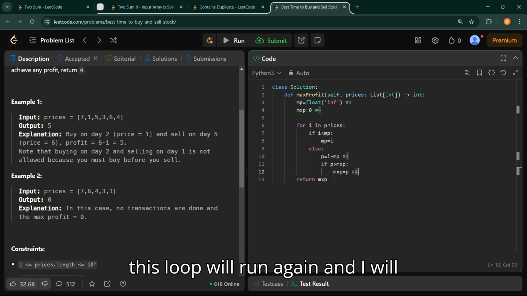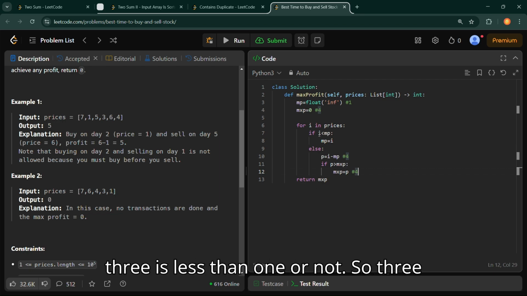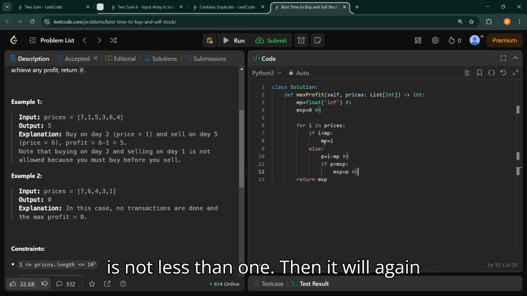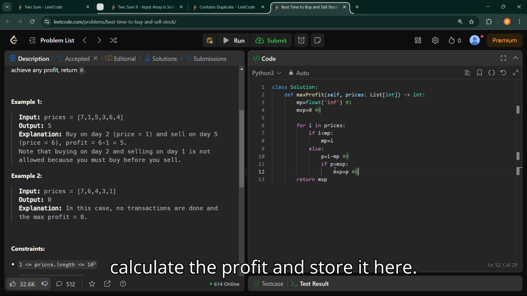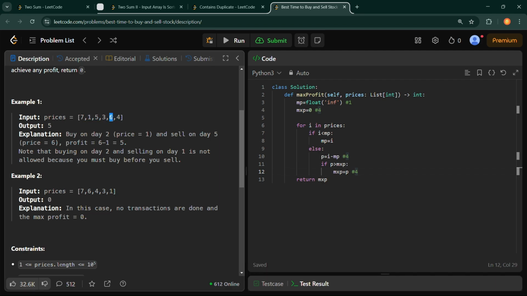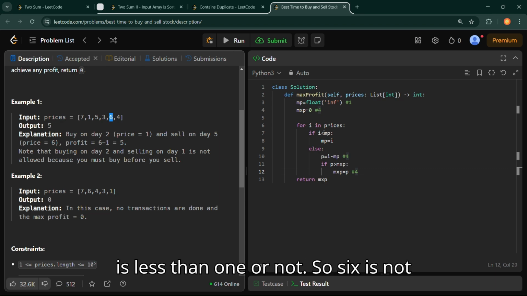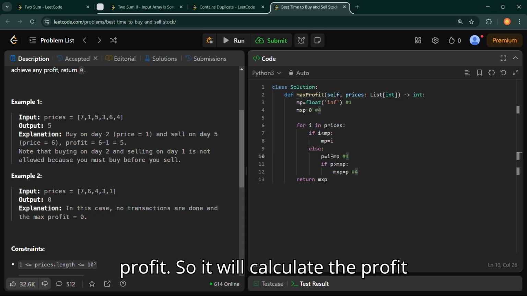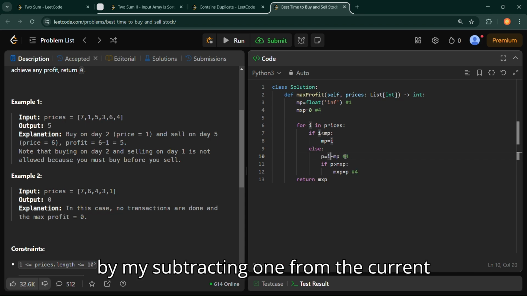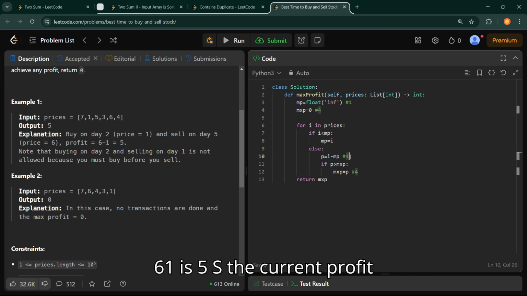Then this loop will run again, and I will contain 3, and this will check if 3 is less than 1 or not. So 3 is not less than 1, then it will again calculate the profit and store it here. When the loop comes to this value, it will check if 6 is less than 1 or not. So 6 is not less than 1, so it will calculate the profit by subtracting 1 from the current price. So the current price is 6 now, so 6 minus 1 is 5. So the current profit is 5.